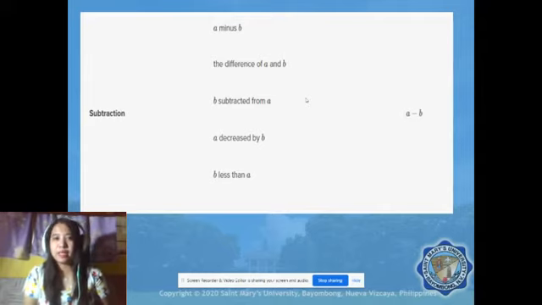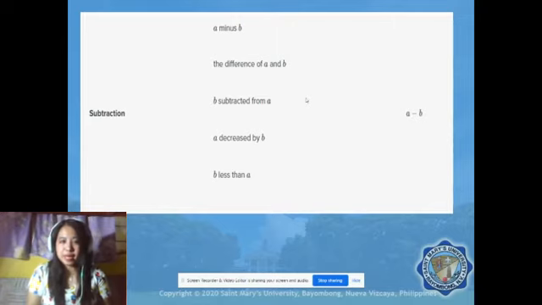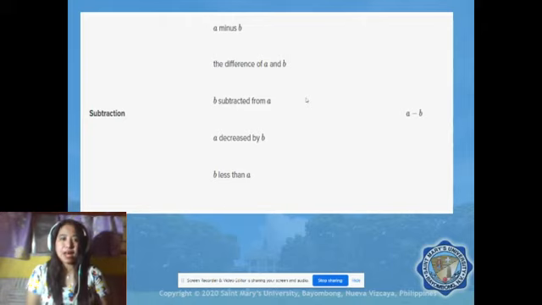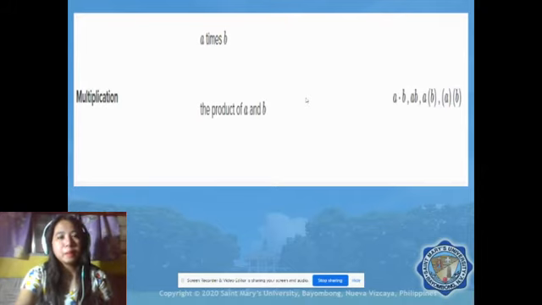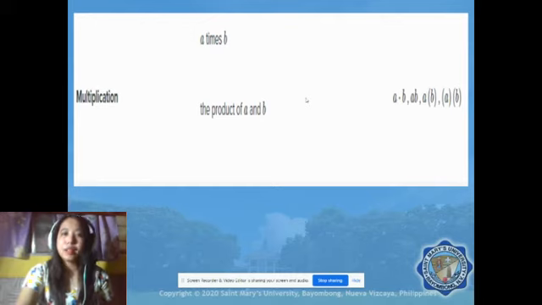While if the operation is subtraction, some of the phrases that we use are A minus B, the difference of A and B, B subtracted from A, A decreased by B, and B less than A. For multiplication, it is A times B, or the product of A and B.